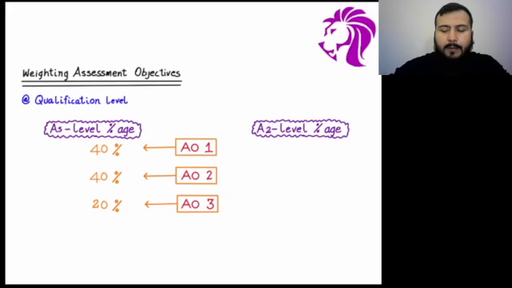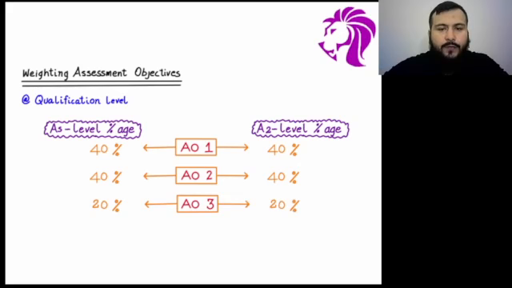The same is copied to the A2 level, that is paper 4 and paper 5: 40%, 40% for assessment objective 1 and assessment objective 2, and only 20% for assessment objective 3. So for the three learning objectives that the examiner will be testing, you have got an idea how much they contribute in AS components and how much at A2 level, right?